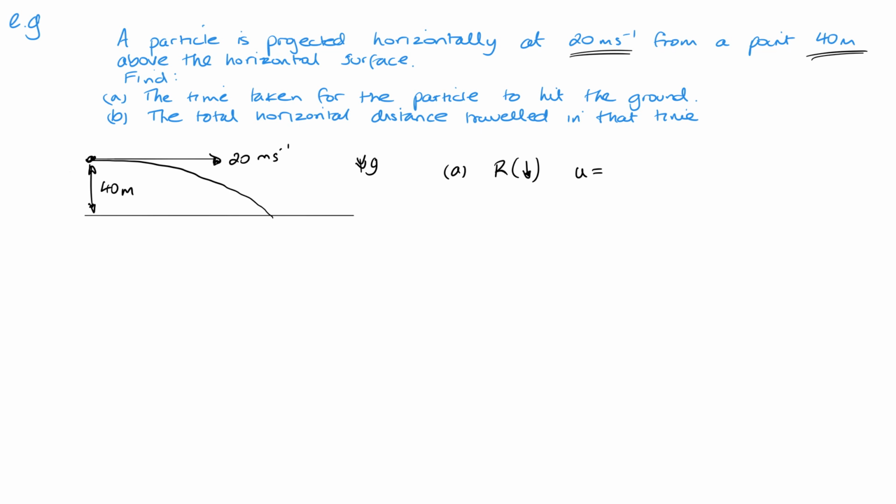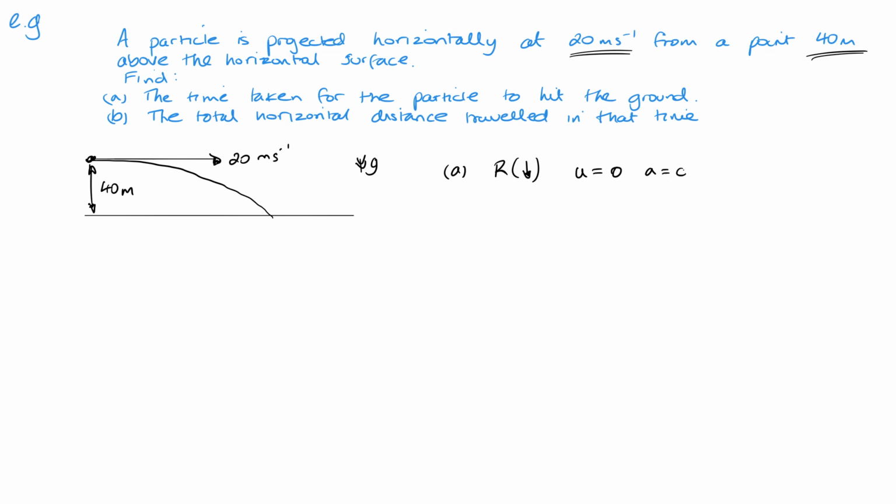So if I look at the initial velocity of 20 meters per second, that is horizontal. Initial velocity in this vertical axis is going to be 0. Remember that components that are perpendicular to each other, 90 degrees, don't affect each other. So that horizontal velocity does not affect this vertical one. So u is just 0 meters per second. Just get rid of that, so we just see the 0.